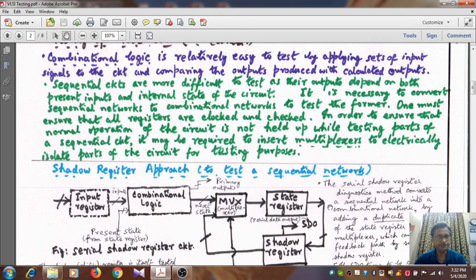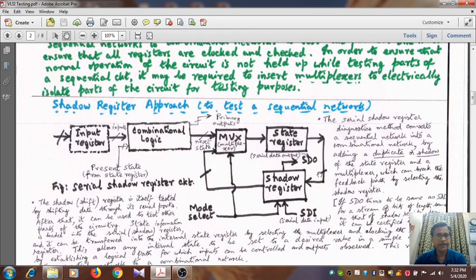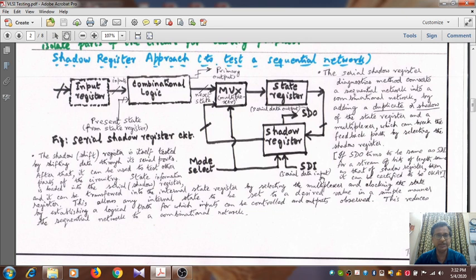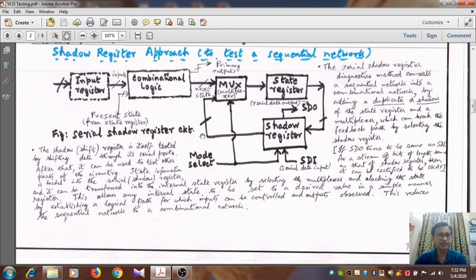Let us show how. We show the serial shadow register approach to test a sequential network. Here you see, if you recall the model of a sequential circuit, you have a combinational logic, and what are the inputs? The inputs are primary inputs and the present state inputs, and the outputs are of two broad categories. One is the primary outputs and the other is the next state variables.